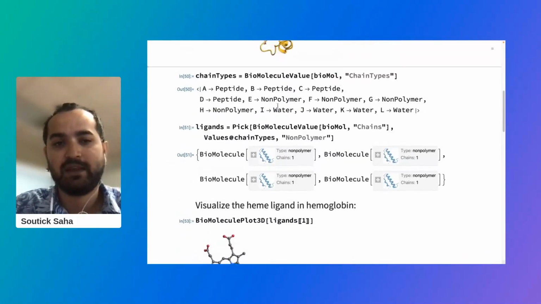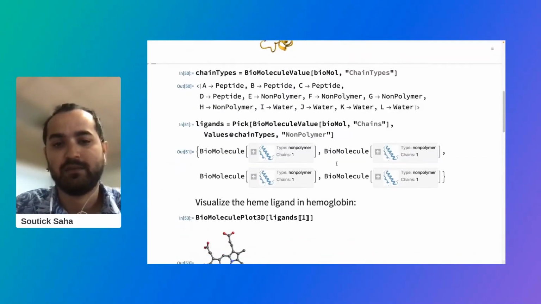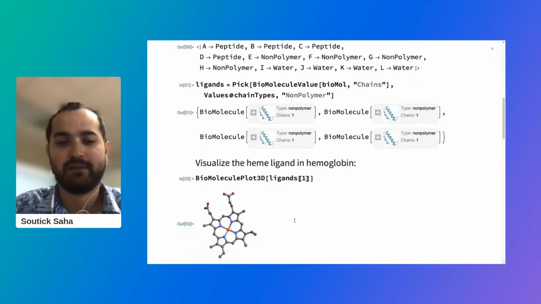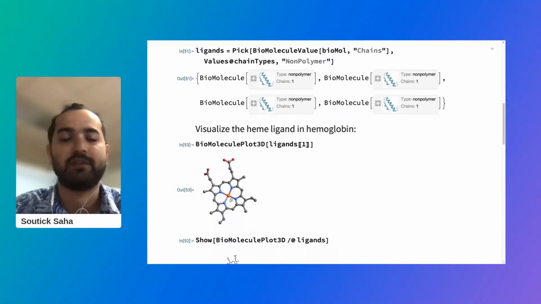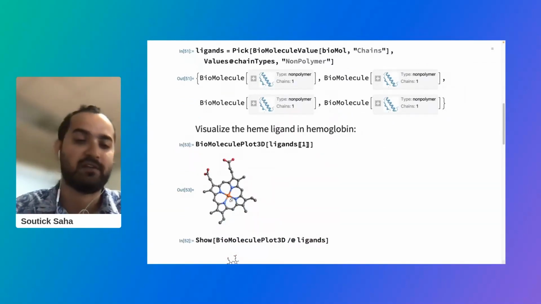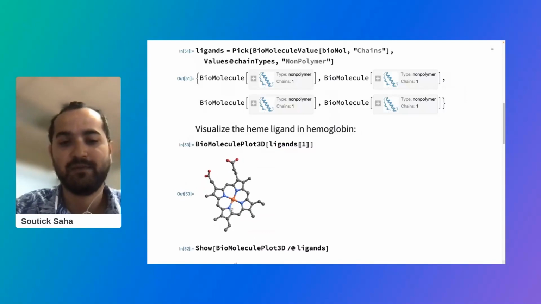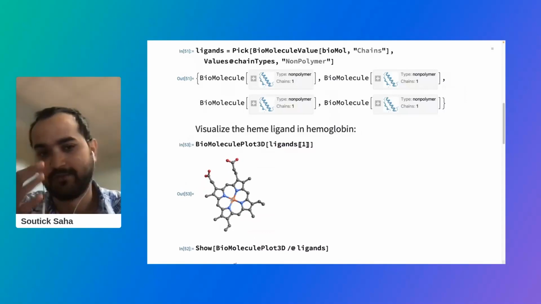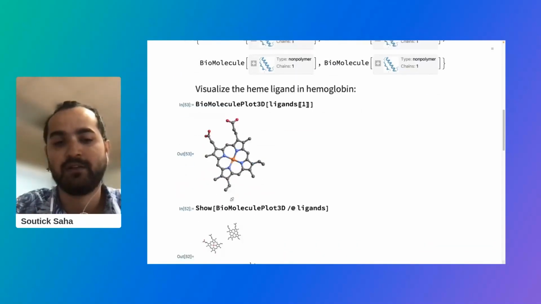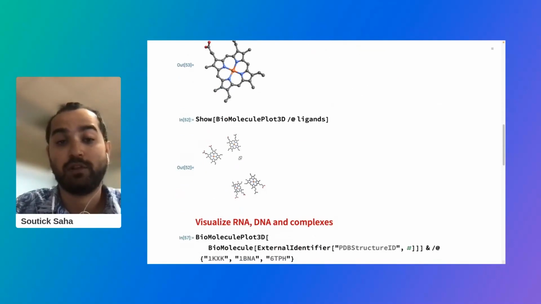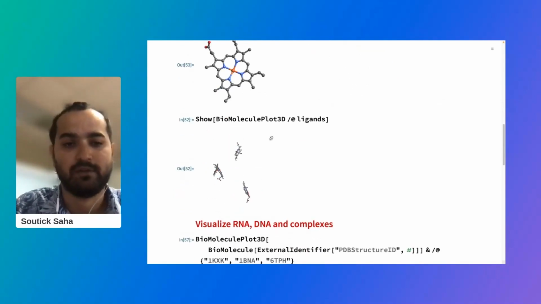You can get the explicit ligands as individual biomolecules using BiomoleculeValue again, and you can visualize the heme ligand of hemoglobin, which is used to bind oxygen and transport it to different parts of the body. This is a single heme ligand, and this is an iron atom that actually binds to the oxygen and carries it to different parts of the body. And you can see all 4 ligands together using the Show function.